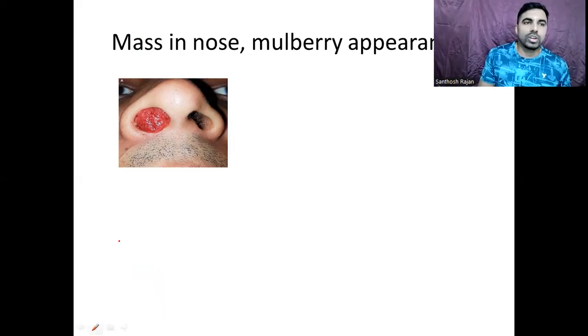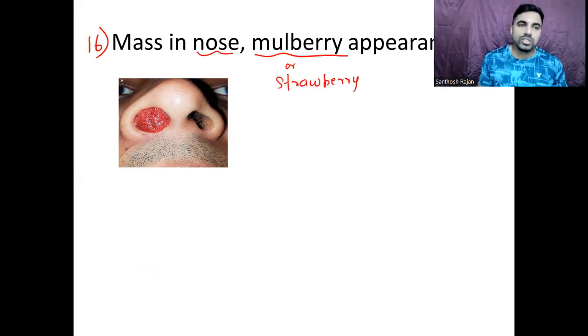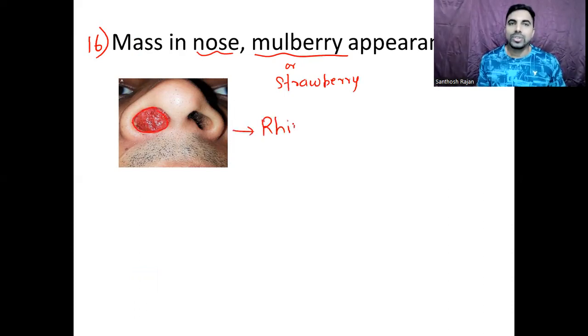But if it is from the microbiological point of view, there's a mass in the nose, a mulberry. Mulberry or otherwise strawberry, doesn't matter. They are the same, mulberry or strawberry. And I don't know if the picture was given. If the picture was given, this was the picture. It looks like a strawberry nose. And we know it very well. That is rhinosporidiosis.